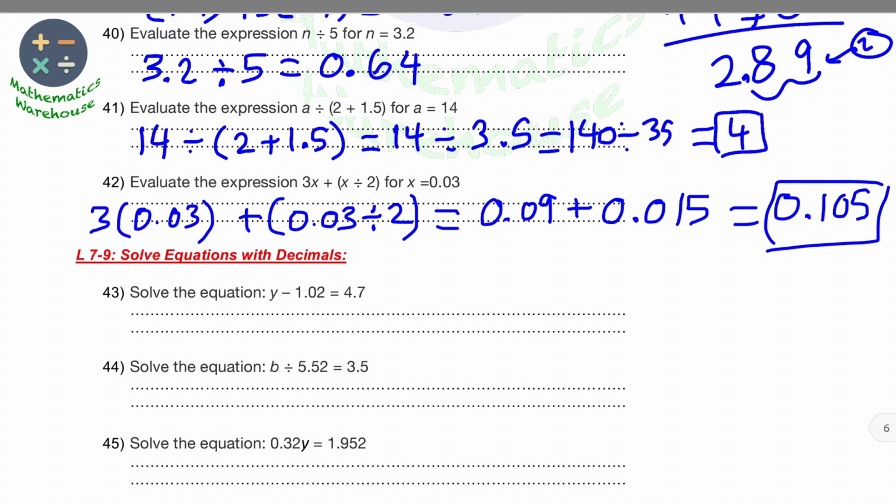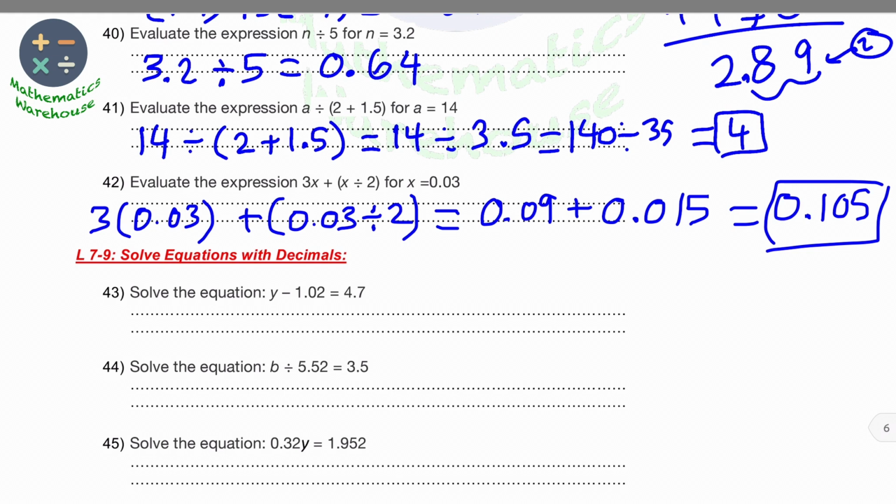Next question, solve equations with decimals. As we talked before about equations, in solving equations we're going to use the properties of equality and the inverse operations. If we have addition, we're going to use subtraction. If we have subtraction, we're going to use addition. If we have multiplication, we're going to use division. If we have division, we're going to use multiplication, according to the properties of equality.